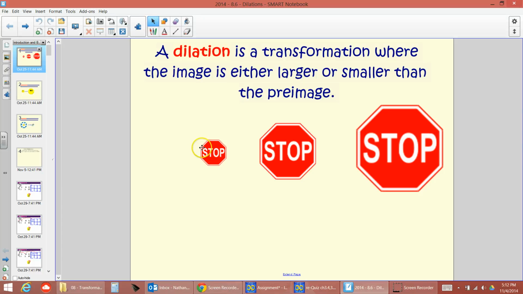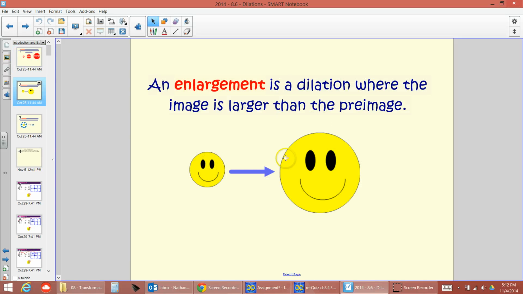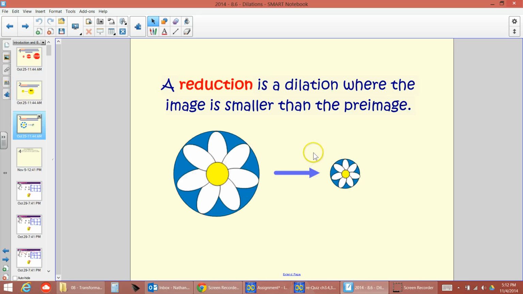All right, so this is 8.6, dilations. A dilation is a transformation where the image is either larger or smaller than the pre-image. The stop sign would be in the middle. I go smaller to get to here, and I get bigger to go to here. The dilation: when we go bigger, it's called an enlargement. When we make it smaller, we call it a reduction.